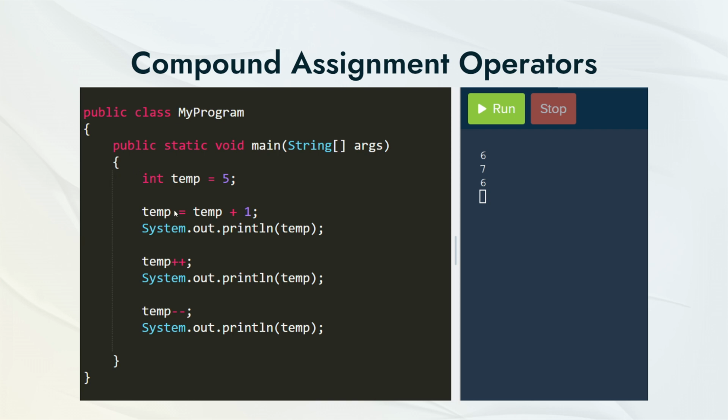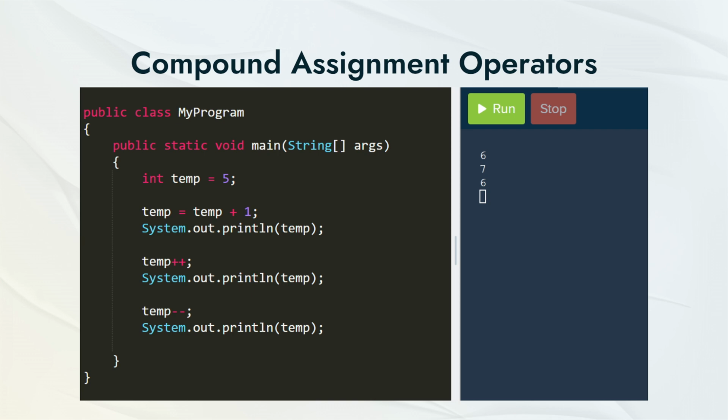Increasing the value of temp by 1 would change it to 6. So temp equals temp plus 1 makes temp 6. What it does is it says temp is equal to temp, which has the value of 5, and it adds the value of 1 to 5. So 5 plus 1 is now 6. Now temp stores the value of 6. So when you print temp to the console, it doesn't print 5. It prints 6 because it has been incremented.